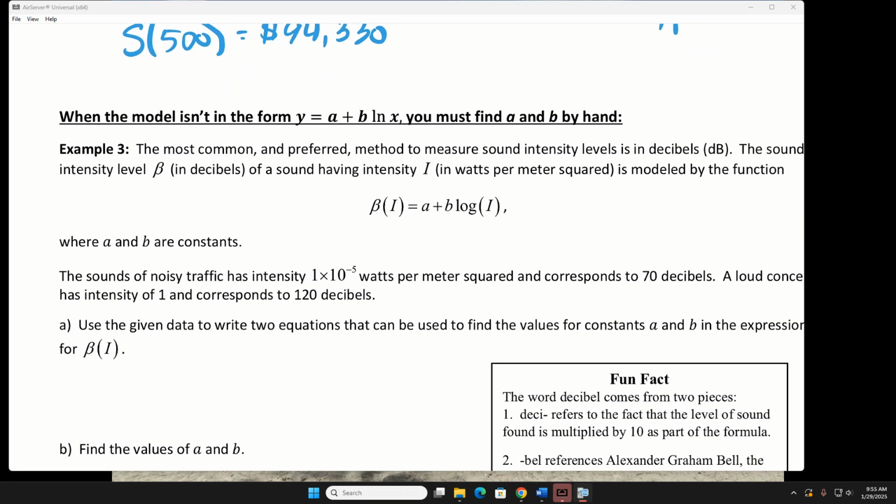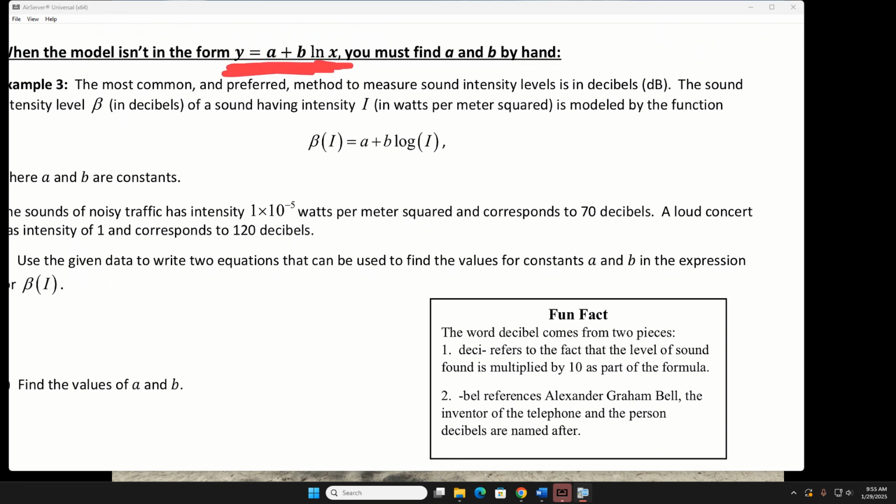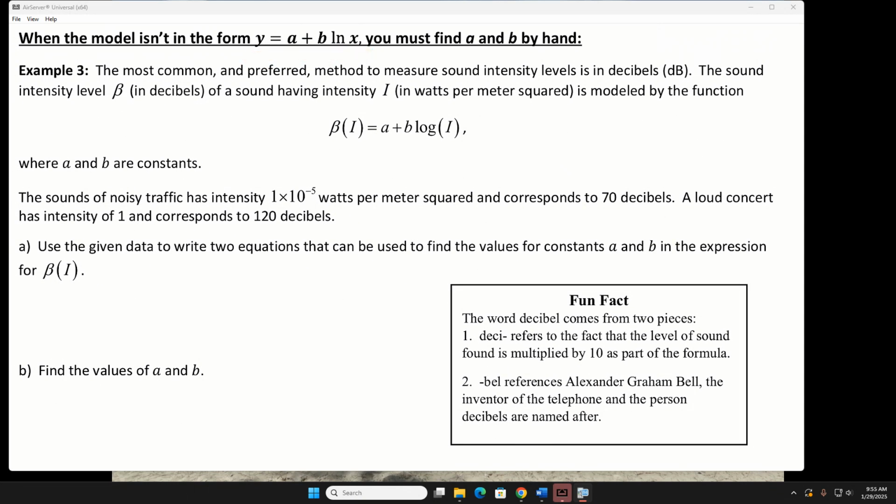Okay, so let's look. This is just a reminder that you can only use the regression features in your calculator when it's this form. So let's look at this one about intensity in decibels. The most common and preferred method to measure sound intensity levels is in decibels. The sound intensity level beta in decibels of a sound having intensity I, which is in watts per meter squared, is modeled by this function.